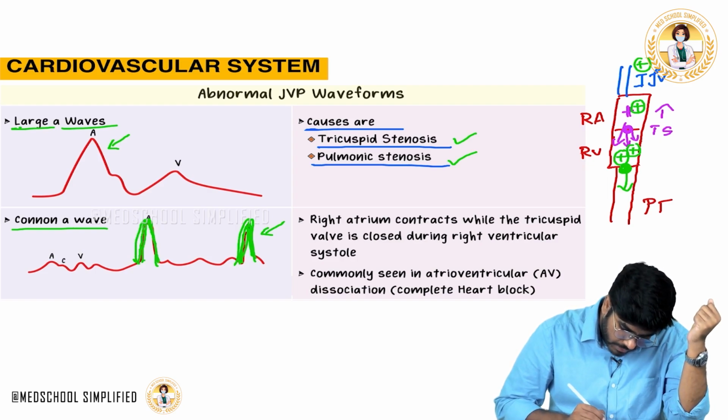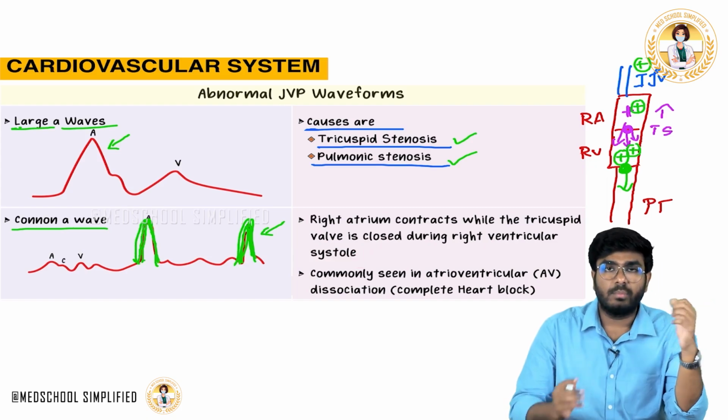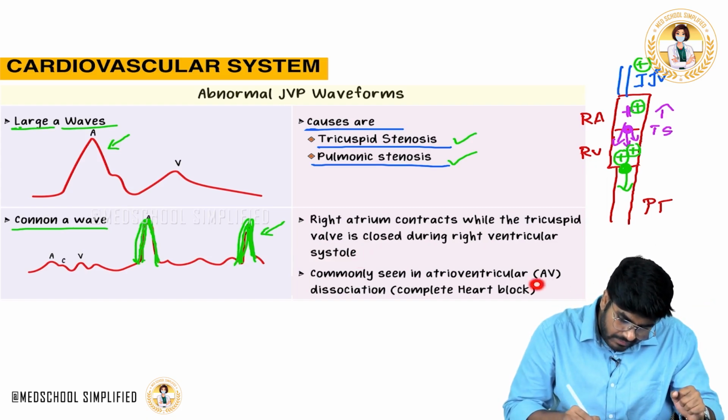So the important point I want you to know is, the right atrium is contracting while the tricuspid valve is closed during right ventricular systole. Both are contracting at a time. So commonly seen with what?